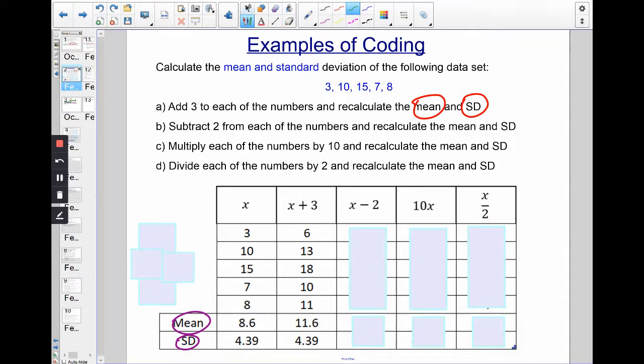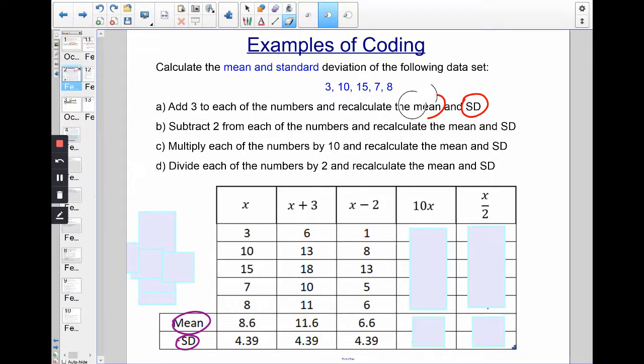Subtracting, you can probably figure out what's going to happen here. It's essentially the same. So if I subtract 2 from each of these pieces of data, my mean will be 2 less, and my standard deviation is the same. Now I want you to pause the video after you work this out.